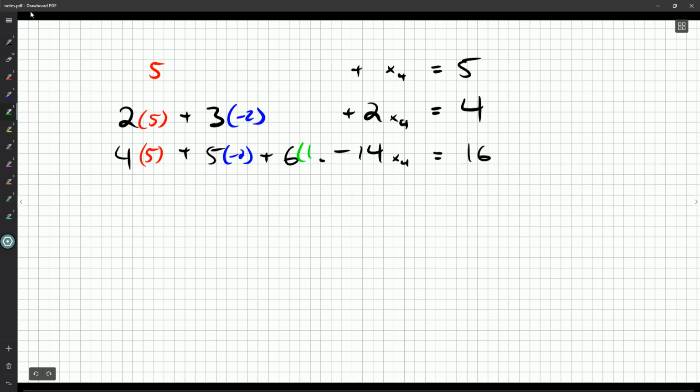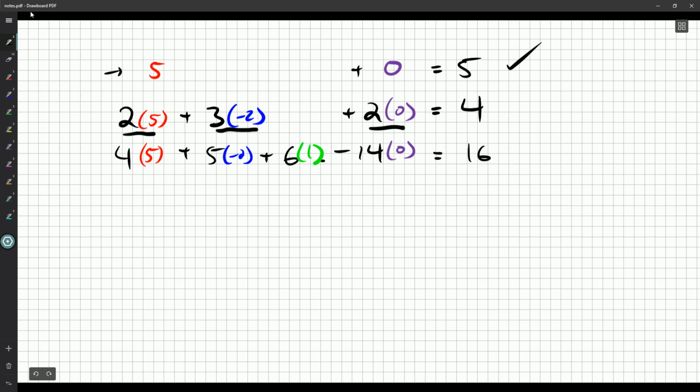x3 is 1, so multiply 6 by 1 there. And then x4 is 0. We'll put it in purple, I guess. 0 times 0 times 0. Now we check, do these equations make sense? The first one, 5 plus 0 equals 5. Yeah, that's true. Next one, a little harder: 10 minus 6 plus 0. 10 minus 6 is 4. Looking good. 20 minus 10 is 10, plus 6 is 16, minus 0 is 16. So, yes.